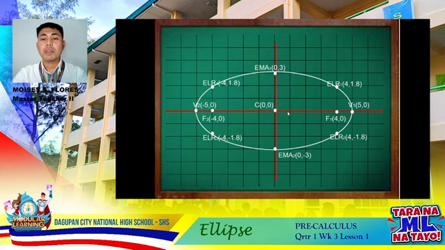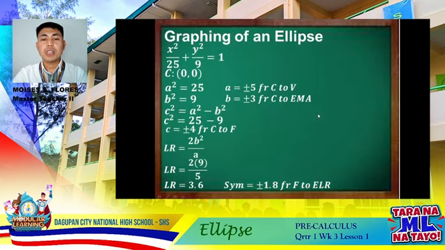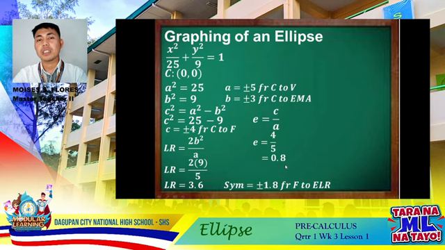A while ago, we identified that it is a horizontal ellipse. Okay, we are not done yet. We need to solve first for your eccentricity. Our formula for eccentricity is c over a. Our value for c is 4, and of course our a is 5. And take note, the eccentricity of an ellipse should always be less than 1. So 4 over 5 or 0.8, that's correct.